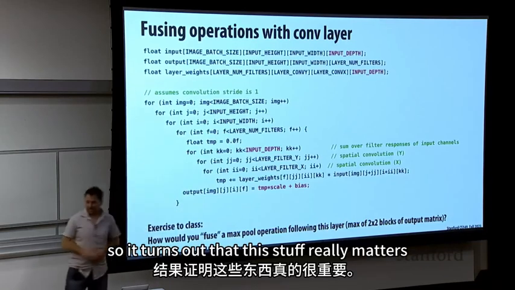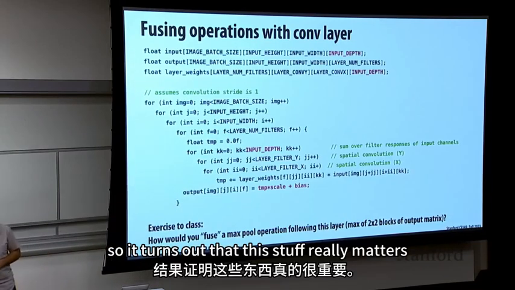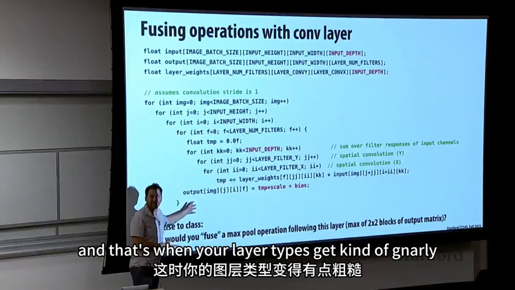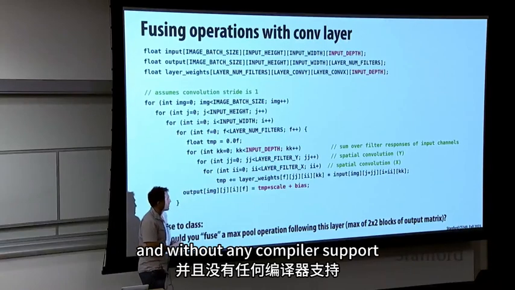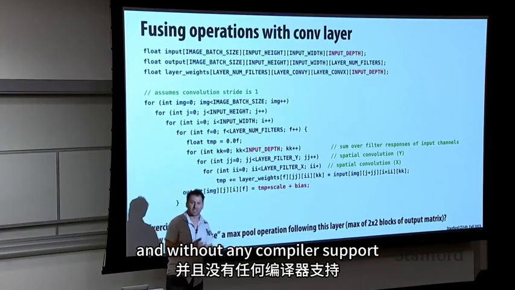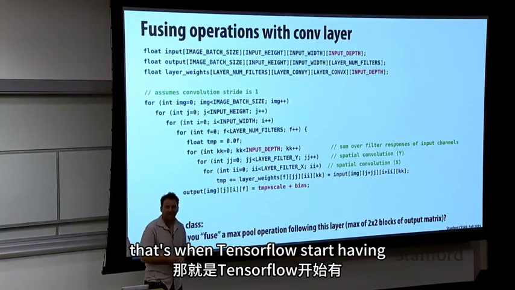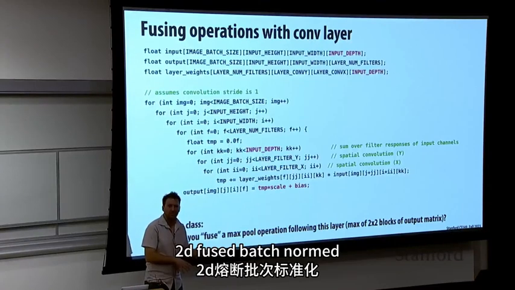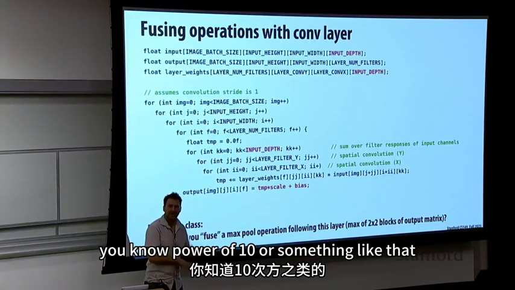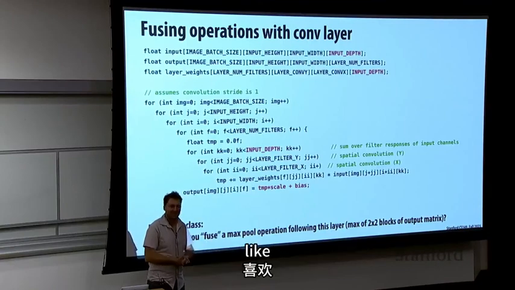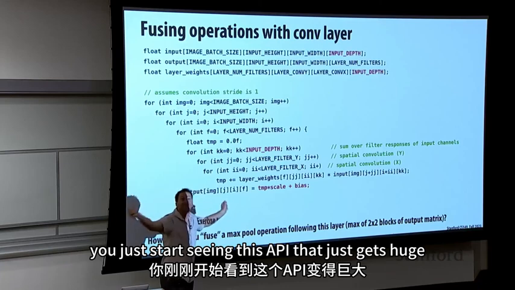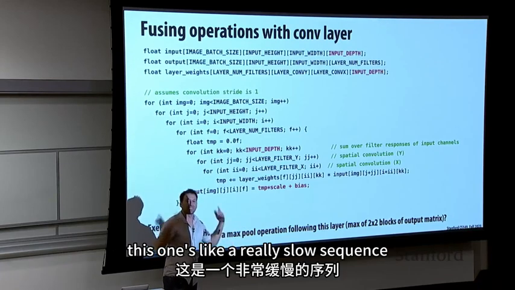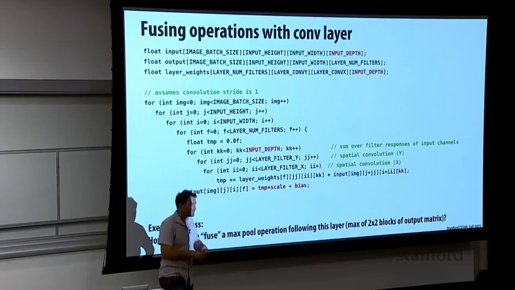So it turns out that this stuff really matters, and that's when your layer types get kind of gnarly. And without any compiler support, that's when TensorFlow started having API entry points called things like conv2d fused batch norm, power of 10, or something like that. You just start seeing this API that just gets huge, because they're like, well, this one's a really slow sequence, and we need to make a special case for that.